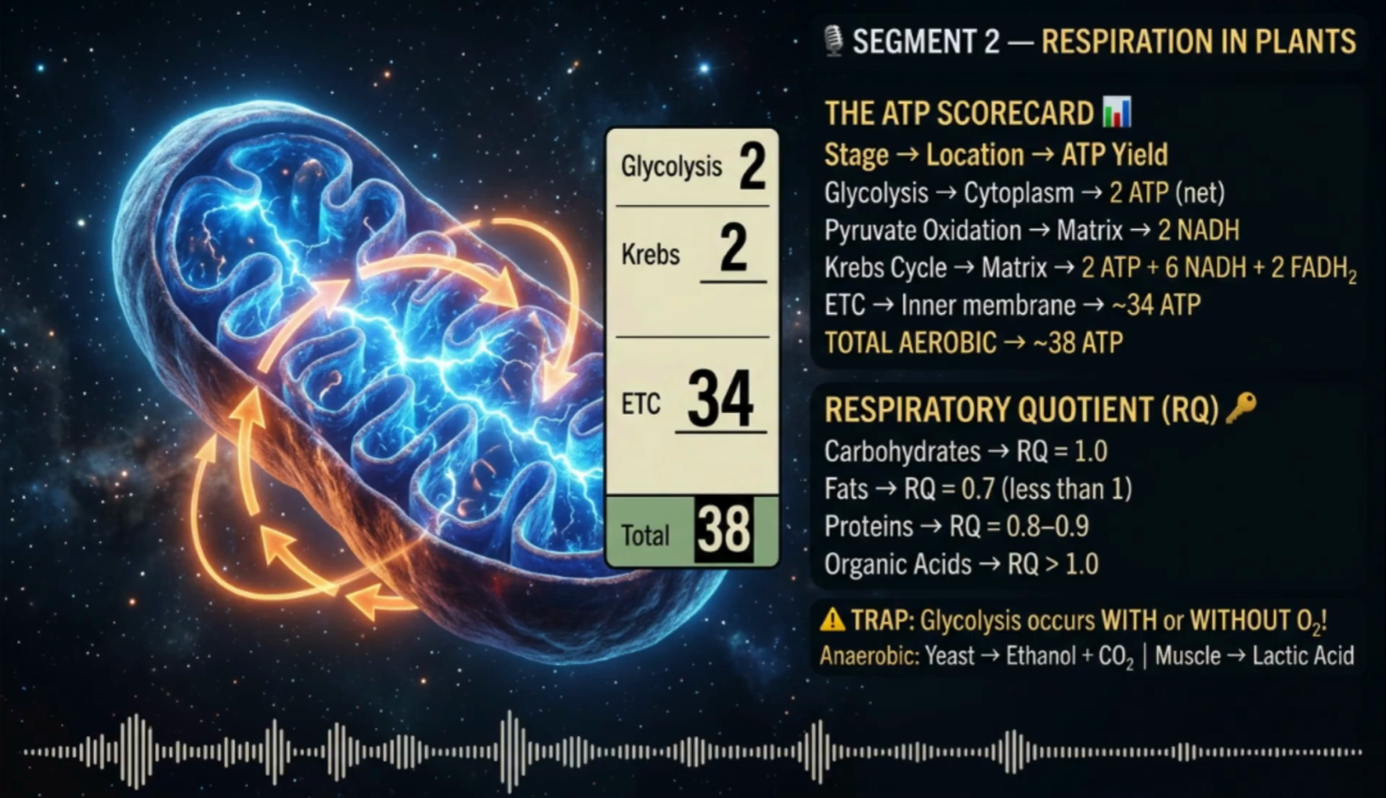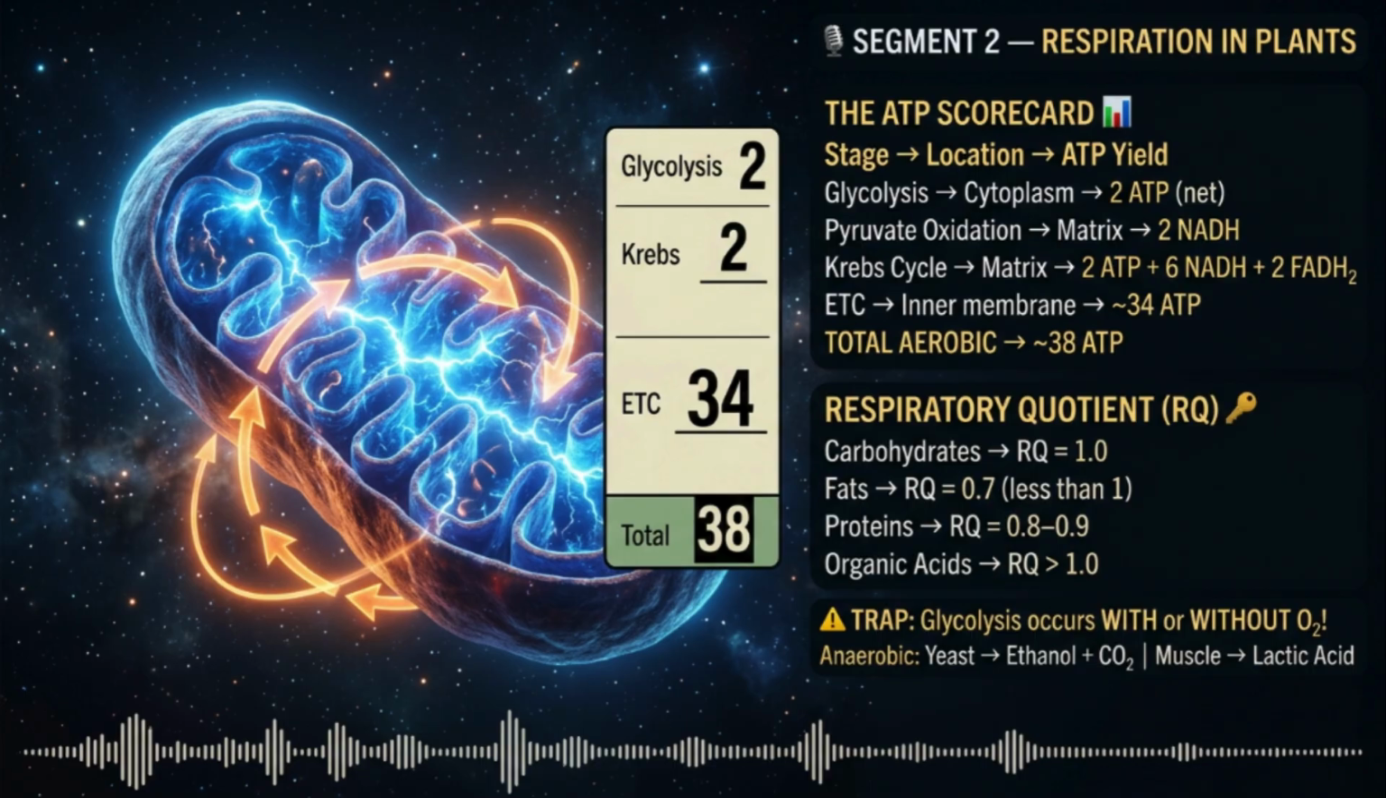Question 4. Where does the electron transport chain occur? The inner mitochondrial membrane. This is where the big ATP production happens, approximately 34 ATP per glucose molecule. The proton gradient drives ATP synthase in a process called oxidative phosphorylation. Total aerobic respiration yields approximately 38 ATP.